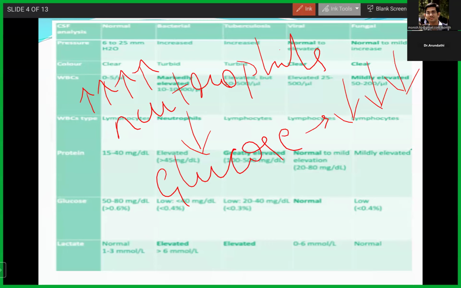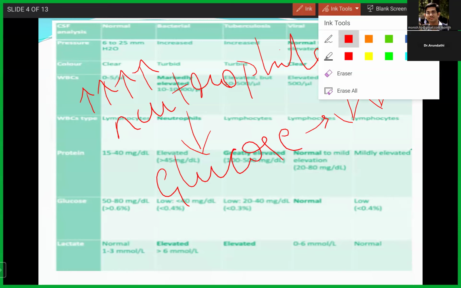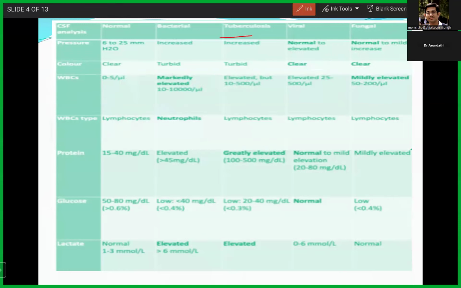So these 2 points should be remembered in bacterial meningitis. Coming to tubercular, it is almost like bacterial, but the variation is not to a greater extent. So it is a little increase, little decrease. So that's all in tubercular meningitis. But the point which favors tubercular meningitis is the appearance, the color, not just turbid, it will be xanthochromic.